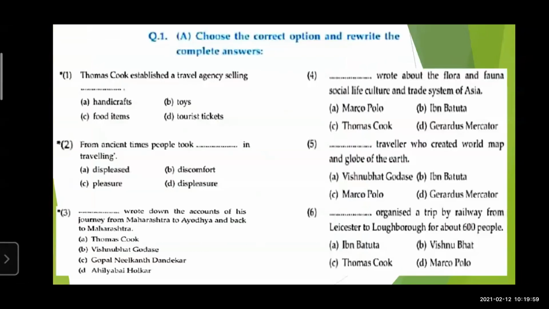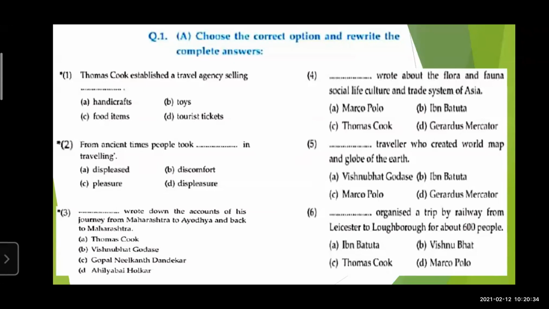Now we'll look at a few questions from the lesson. Here we have the first question: choose the correct option and rewrite the complete answers. The first question is, Thomas Cook established a travel agency selling dash. The four options are handicrafts, toys, food items, tourist tickets. So the correct answer is tourist tickets.